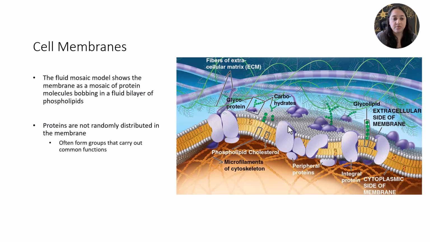The proteins are not randomly distributed. They don't actually make a picture, literally, but they are grouped together. The proteins are grouped together if they carry out common functions. So maybe this group is for one function, and these all interact for a different function. There's a lot going on that we can't show in every single slide or every single figure of a cell, but there's a lot going on.